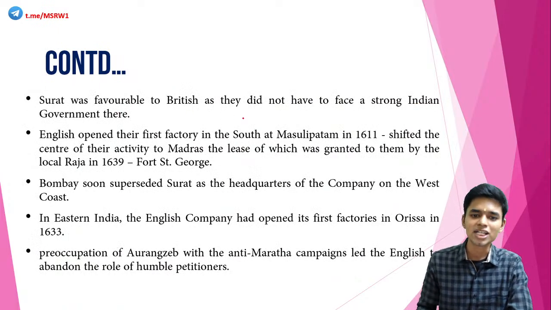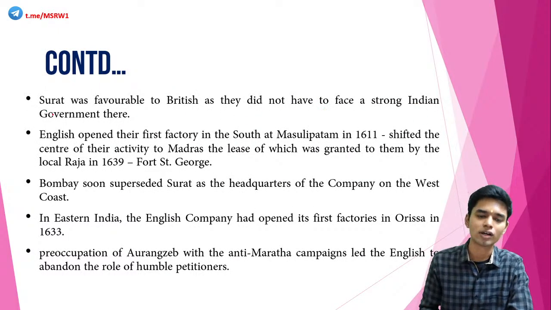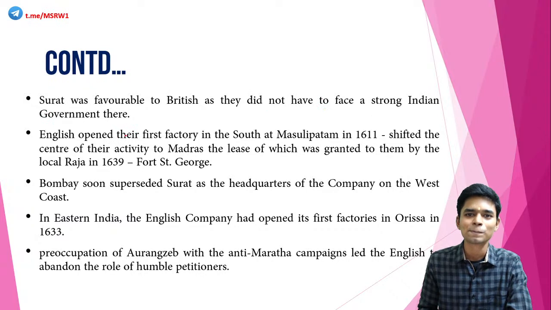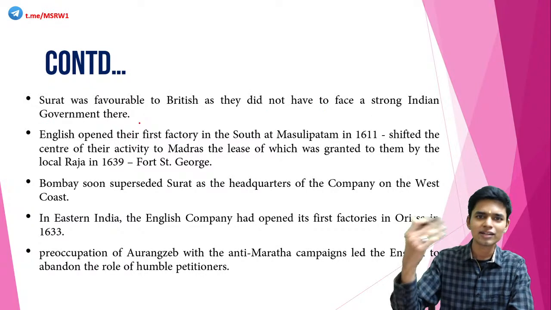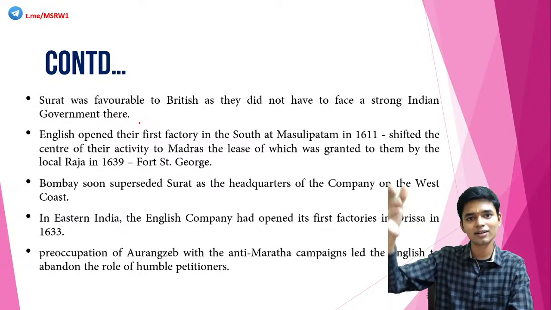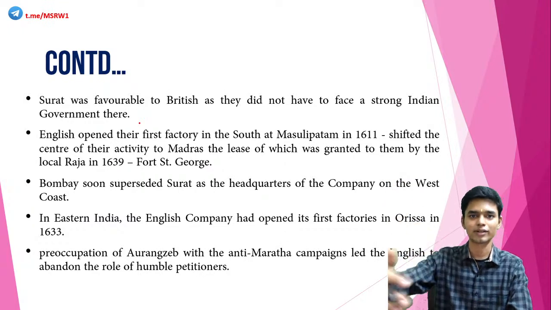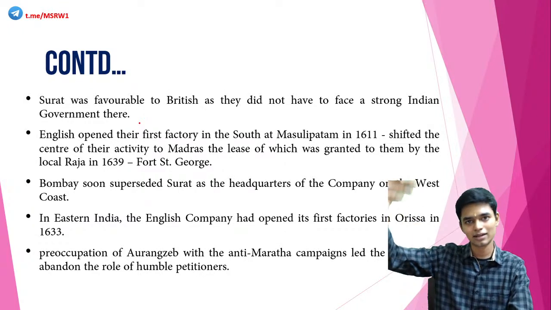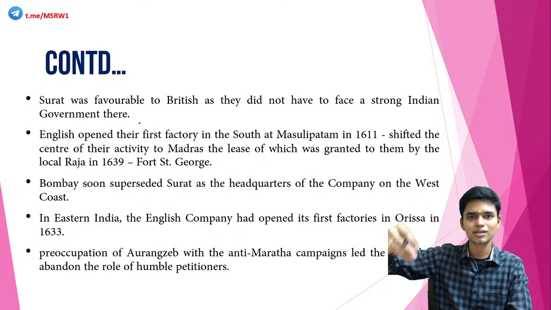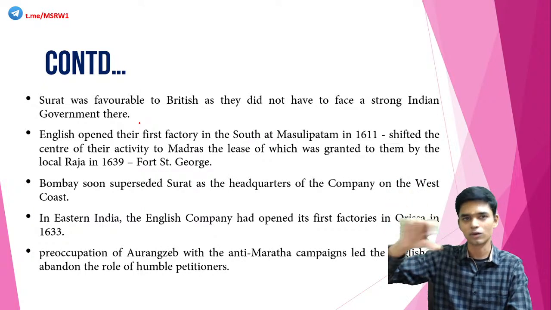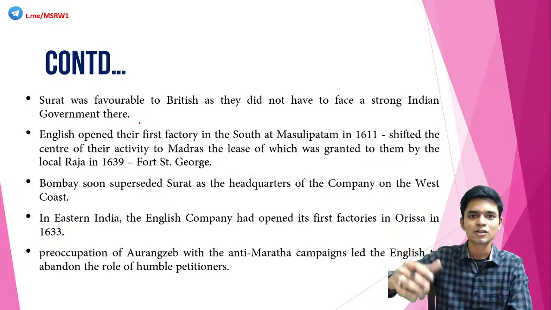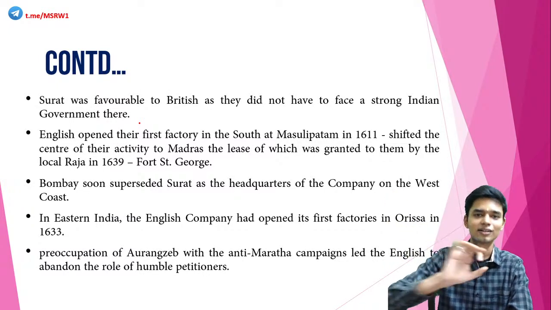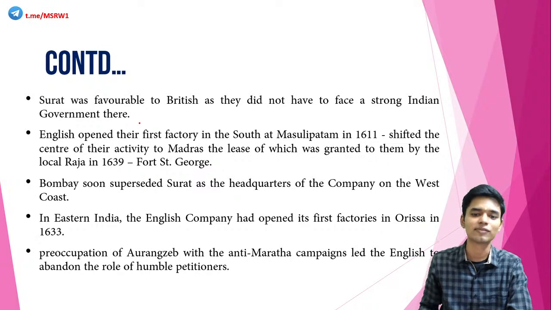Surat was favorable to the British as they did not have to face a strong government there. Why? Because Marathas were fighting with each other. Vijayanagara kingdom, around this time Marathas are not there. The Vijayanagara kingdom had declined, and some local provinces, local rajas and chiefs were ruling over this region. The Mughal control over this region was minimal. So Surat was a very ample area to set up their factory.